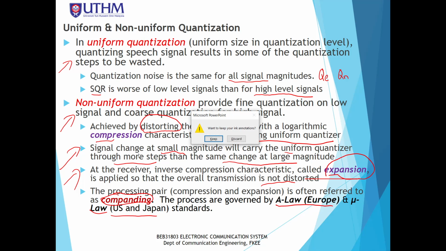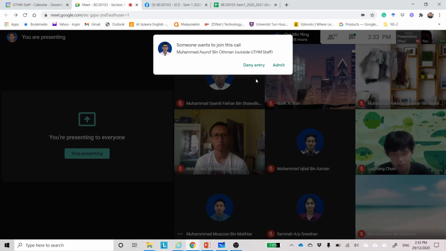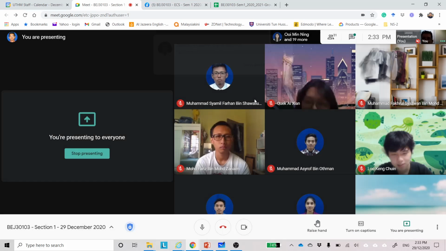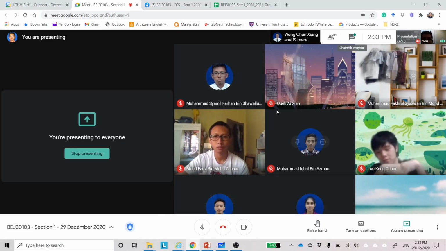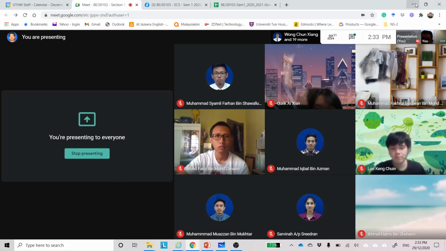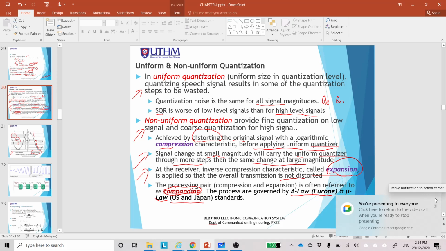Okay, so tadi ada pelajar. Okay. Sekejap. Okay. So rasanya semua dah masuk. Ada lagi ke yang belum masuk? Semua dah masuk? Ada kawan-kawan lain yang tak dapat masuk? Okay. Okay, kalau ada. Okay, kalau ada kawan yang belum masuk, bagi tahu saya.